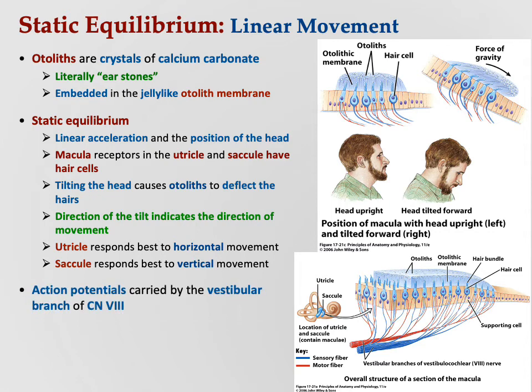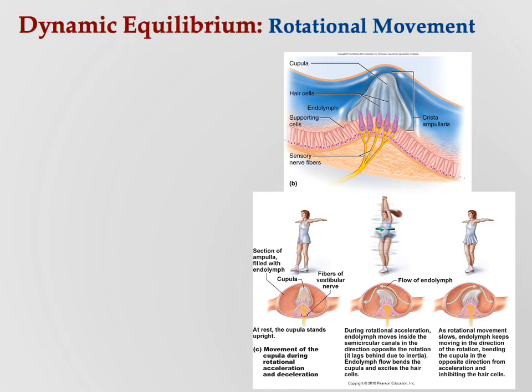Action potential is carried by the vestibular branch of cranial nerve 8. Oh, I talked over the cranial nerve 8. That's what I was saying.